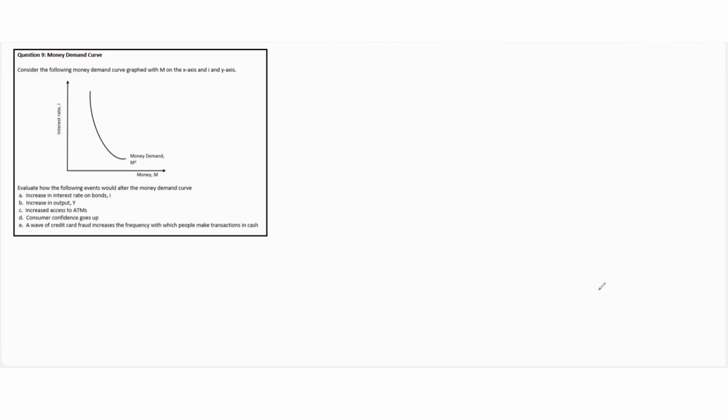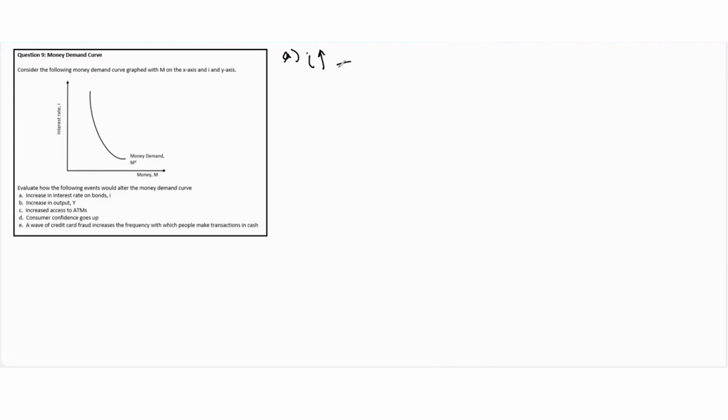We want to look at this question from the money market related to the money demand curve, where we're given this money demand curve with interest rate on the vertical axis and money on the horizontal axis. We want to first start by looking at how an increase in the interest rate on bonds affects the money demand curve. So let's do part A.